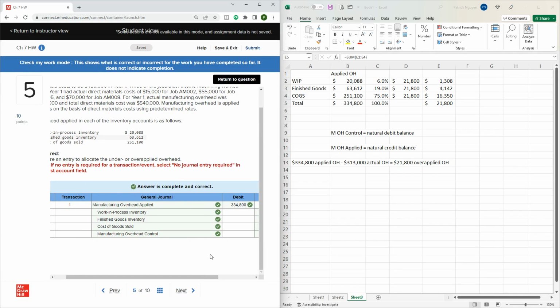Question 8 is also similar to questions 4, 5, 6, and 7, so I'll let you do question 8 on your own.